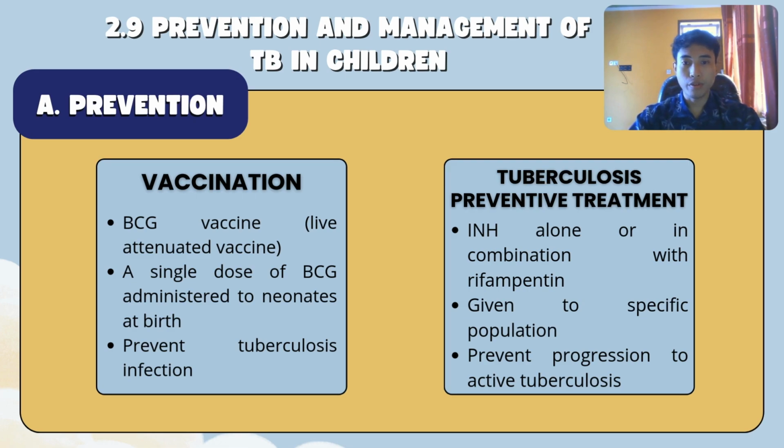The second one is TB preventive treatment, or TPT. This type of prevention is different from vaccination. TPT consists of a drug regimen that is given to children with the most risk, such as those living with HIV or living with people with bacteriologically confirmed TB. The purpose of TPT is to prevent the progression from TB infection into active TB.